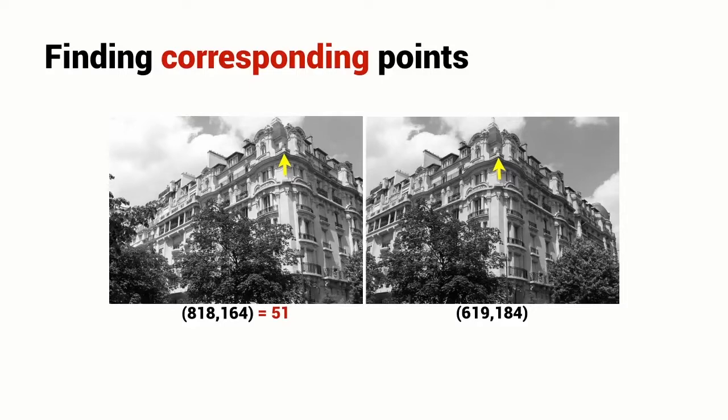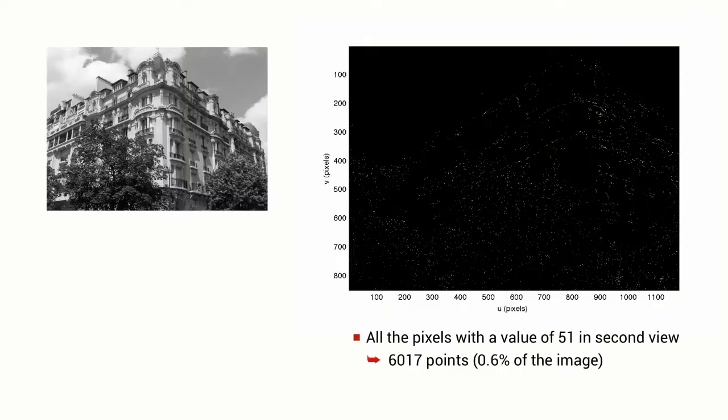If I look at the grayscale value at this particular point on the corner of the balcony, I find that it's got a grayscale value of 51. That's interesting. So perhaps I go and look for all the pixels in the other image that have got the value of 51. One of them might be on the corner of the balcony. Well, one of them might be, but there are a lot of other pixels within that second image that have got a value of 51. In fact, there's just over 6,000 of them, and they're indicated here as white dots against a black background. So clearly this is not a very useful or reliable technique.